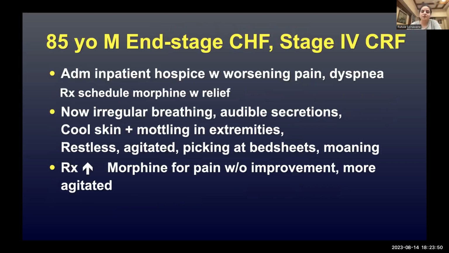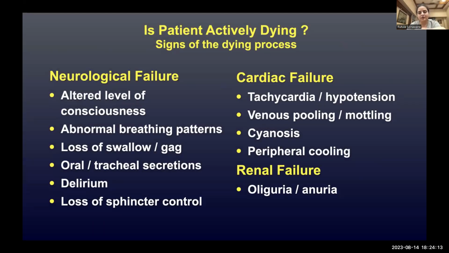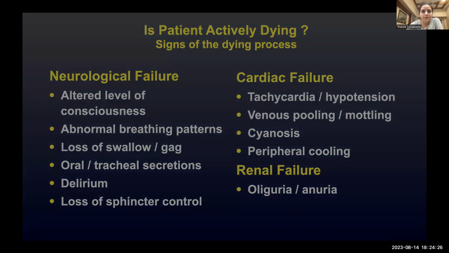So coming back to the case, do we have any signs of active dying here? So there is irregular breathing. We don't know what pattern exactly, but there is irregular breathing. We have audible secretions. There is cool skin, so most probably peripheral cooling is there. Mottling of the extremity is also there. So these seem to be a few signs of actively dying. We'll need a few more investigations or maybe history to know if there are any other signs present, but it seems as though the patient is actively dying.